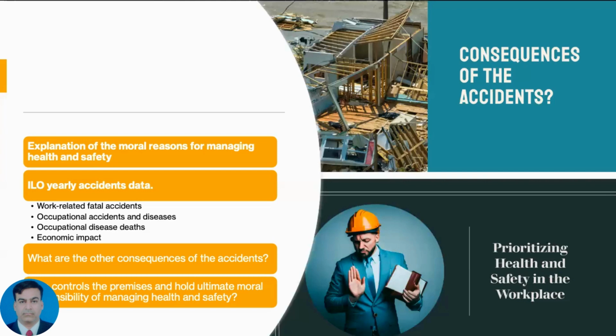Now come on to the next topic: who controls the workplace where you work, who is the main authority, and who has the main responsibility of managing health and safety of all the people who work in any organization? So workers go to work to produce goods and services for their employers. Employers have a moral duty to make sure that the workplace is safe and healthy. This means that workers should be able to do their jobs without getting hurt or becoming sick.